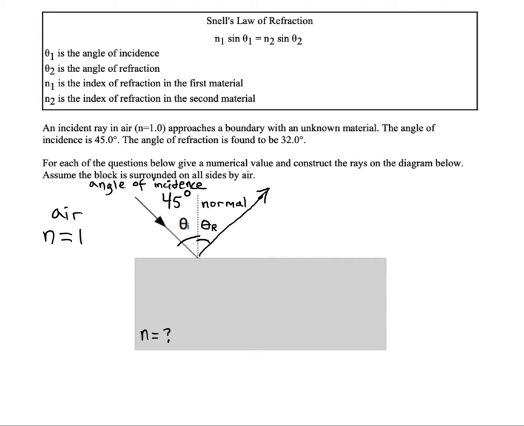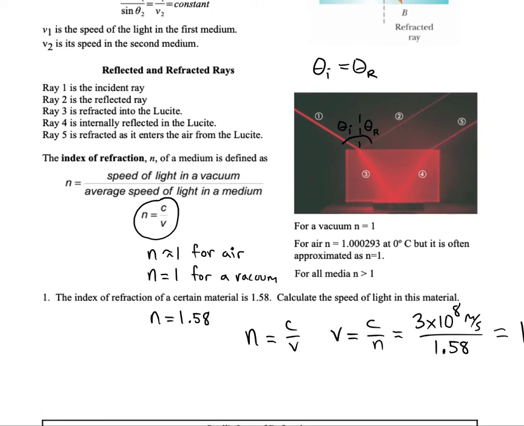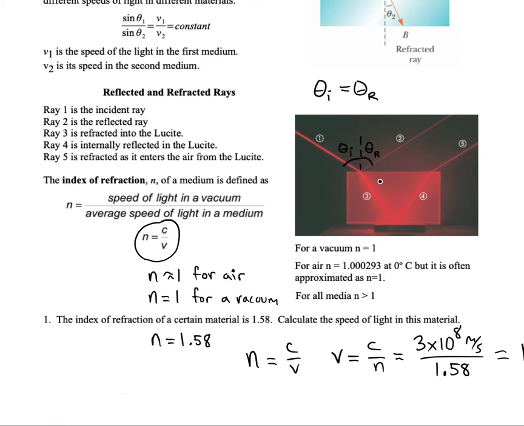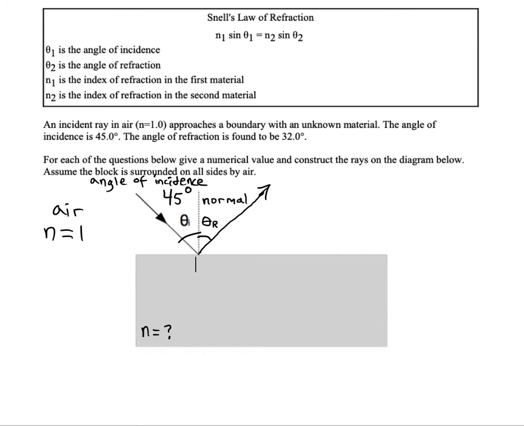Not all the light gets reflected though. Some of it will travel into the block itself, as was seen in this example here. But the light beam will bend if the index of refraction is different inside the block than it is outside. So, in this problem, our angle of refraction is found to be 32 degrees. So we just want to sketch that.